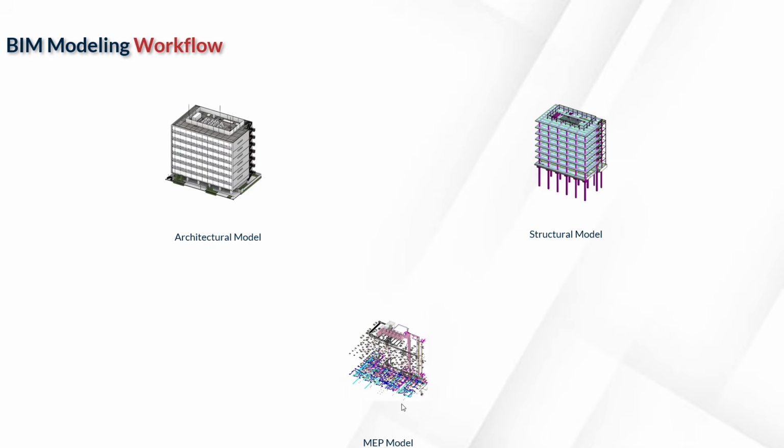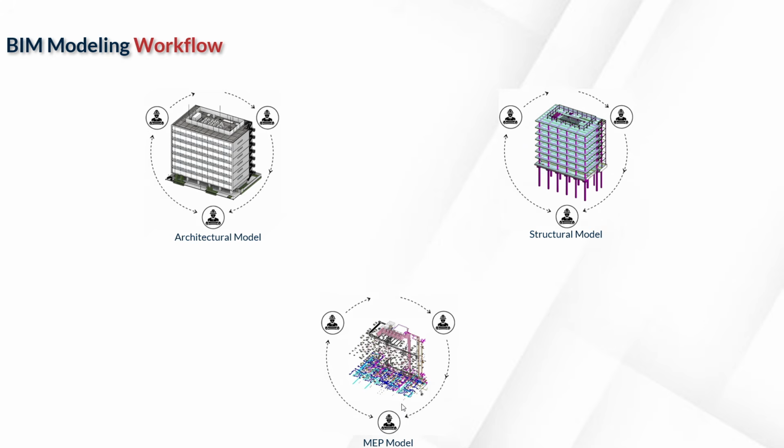Now, as this discipline model starts taking shape, it's no longer the work of one person alone. Each team, whether architectural, structural, or MEP, has multiple specialists contributing to the same model at the same time. For instance, several architects might work on different floors or zones simultaneously. Similarly, multiple engineers in the structural discipline can work together on the same structural model, developing column grids, beams, and reinforcement layout. The same applies to the MEP team, where designers can simultaneously work on HVAC, plumbing, and electrical systems.